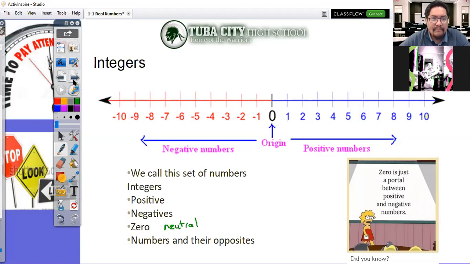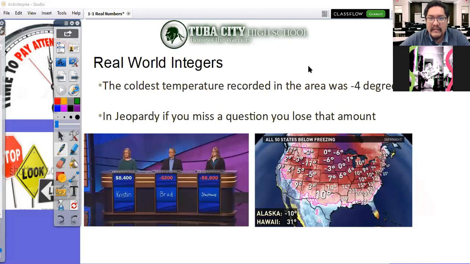By this time, hopefully you're pretty good at working with integers. Go ahead and explain a little bit about where you can see some of these numbers happen in real life.